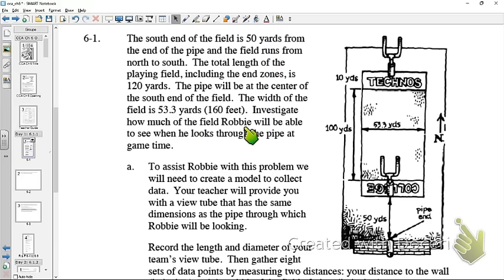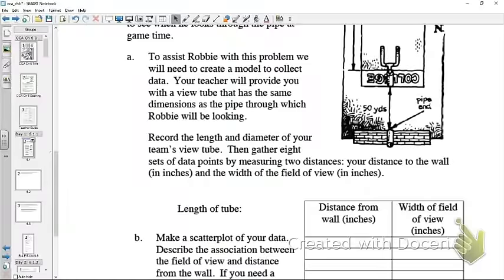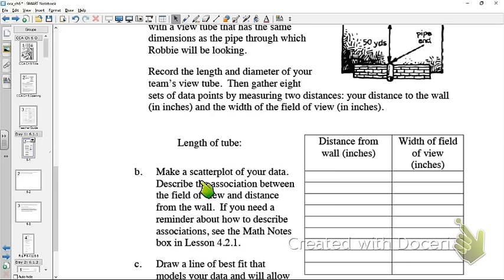Investigate how much of the field Robbie will be able to see when he looks through the pipe at game time. To assist Robbie with this problem, we need to create a model to collect data. Your teacher will provide you with a view tube that has the same dimensions as the pipe through which Robbie will be looking. Record the length and diameter of your team's view tube, and then gather 8 sets of data points by measuring 2 distances: your distance to the wall in inches and the width of the field of view in inches.